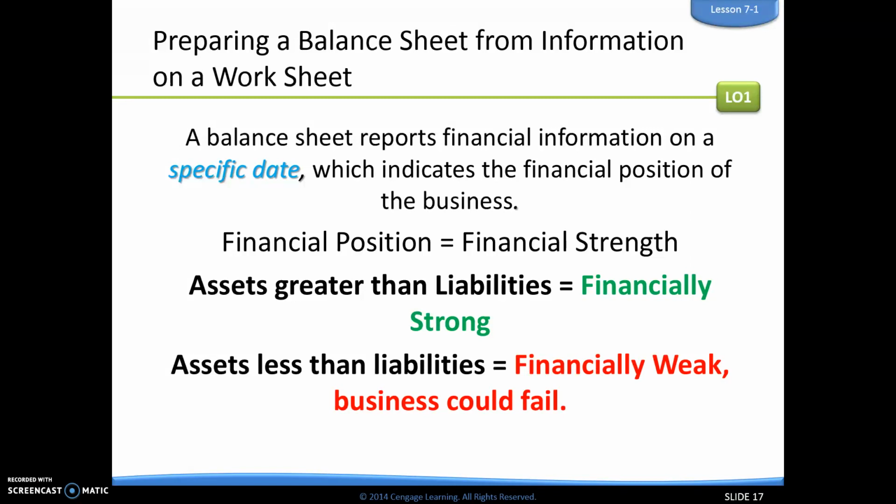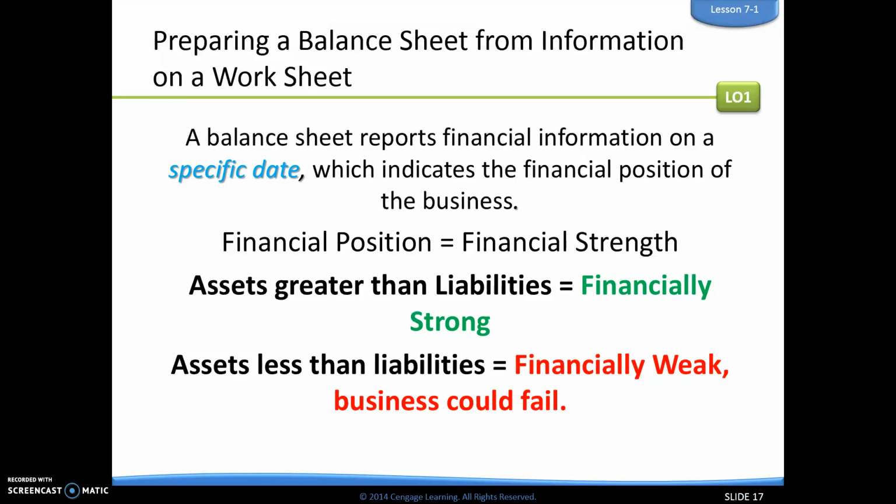So we would just put something like May 30th or June 30th or May 31st, whatever the last day of the month or the year is. What a balance sheet actually shows is our financial position as a business. That really shows our financial strength. Anytime our assets are greater than our liabilities, that means we're financially strong. If our assets are less than our liabilities, it's financially weak, meaning our business could fail.